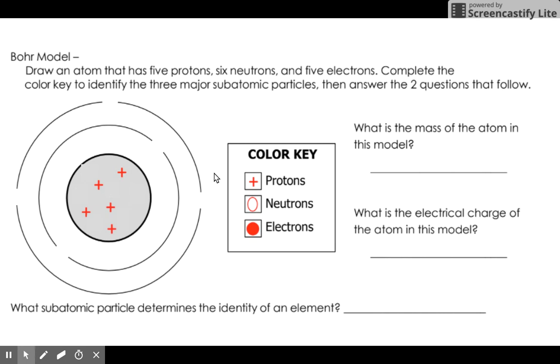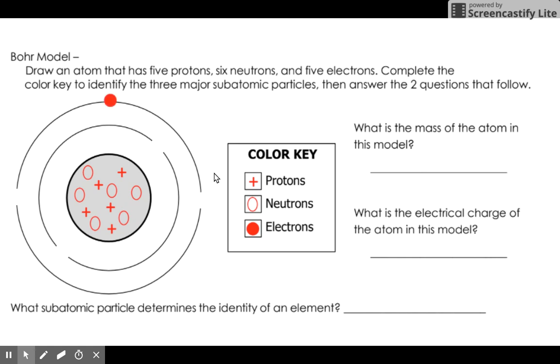The next thing the instructions tell me to do is place 6 neutrons. So I'm going to place 6 neutrons inside of the nucleus. 1, 2, 3, 4, 5, and 6. Last but not least, we're going to place our 5 electrons, not inside of the nucleus, because before we learned that the electrons are located on the outside. So here we go.